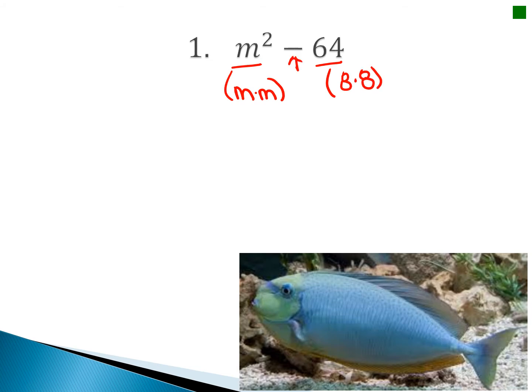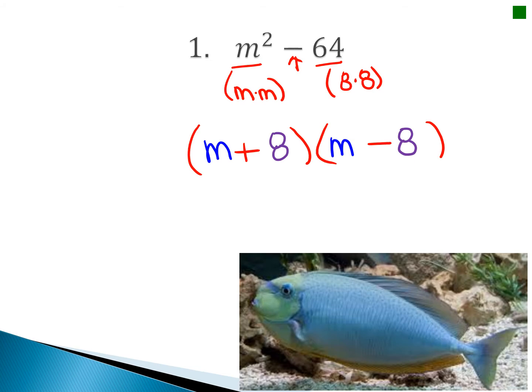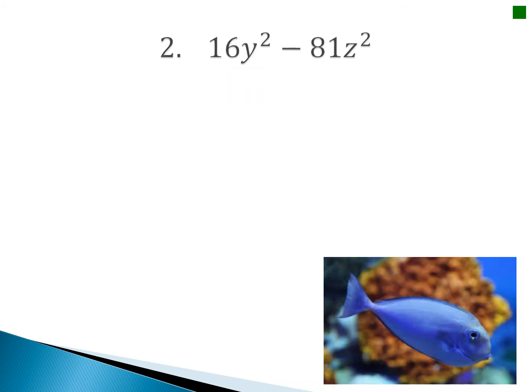This is a minus sign, so we can go right to our two parentheses, one with a plus, one with a minus. What did we square to get m squared? We squared m, so that's our first term of each one. What did we square to get 64? We squared 8, so that's our second term of each one. Bada bing, bada boom. Love it.